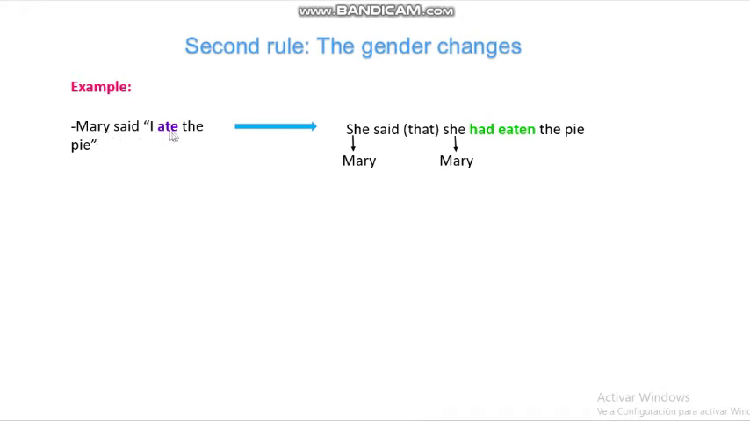Mary said, "I ate the pie." She said that she had eaten the pie. Who said that she ate the pie? Mary said. So we have to relate to Mary with "she" in the two cases that we see in the same sentence. She is Mary, said that she, again Mary, had eaten the pie.